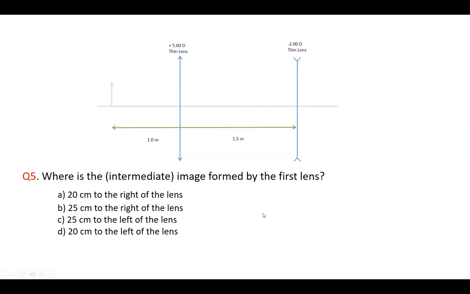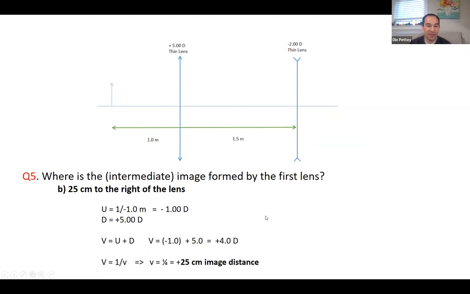Okay, so yes, question number five, 25 centimeters to the right of the lens. Awesome, and you just used the V equals U plus D equation for that. The big thing here is to make sure you're keeping your signs straight. If the object is to the left of the lens, which is the standard, then that's minus one, added to a plus five gives you that plus four. Plus is to the right of the lens, so 25 centimeters to the right.